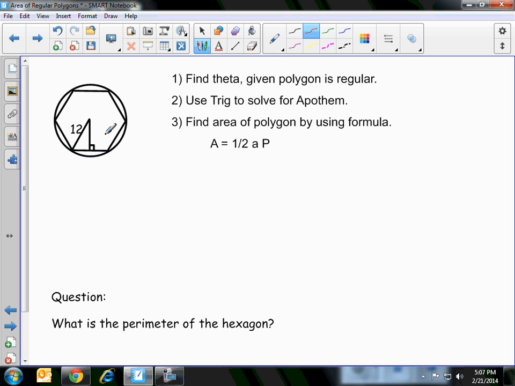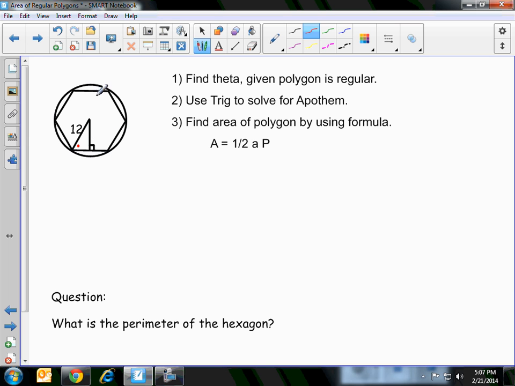So, same steps, different shape. Theta is right here in that problem. There's my theta, it's my little degree that I'm solving for. And this is a regular hexagon that's going to be given in the problem. We are finding that theta first, then we will use trigonometry to find the apothem.